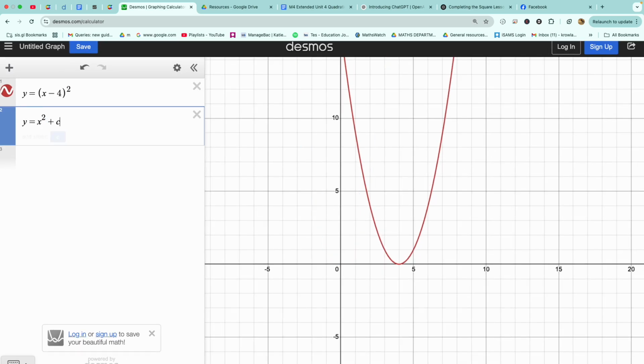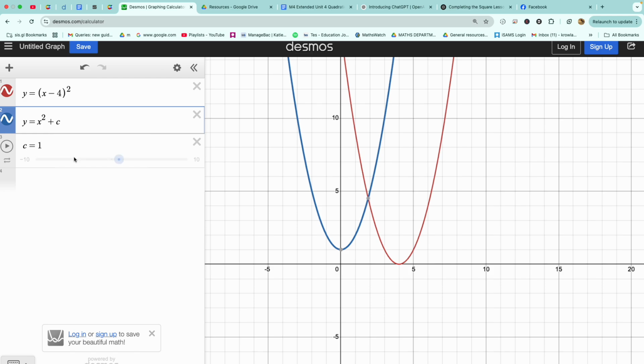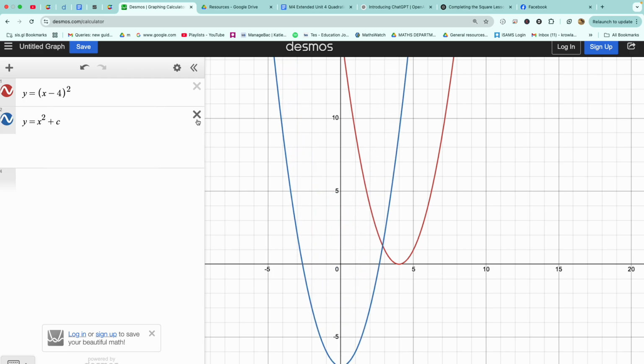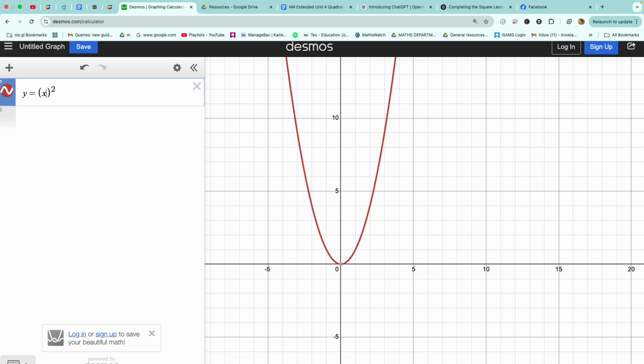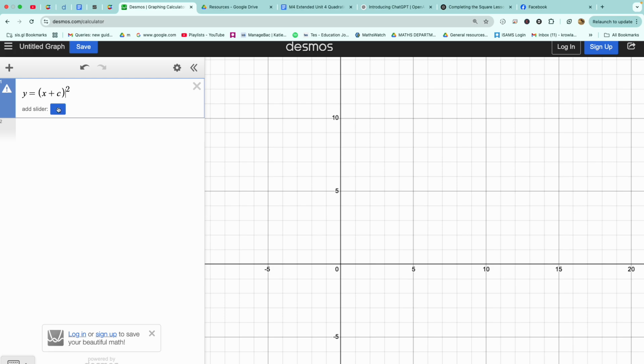So let's say we change this to C and we make it into a slider. If we make this positive, it just moves up higher and higher, the bigger the number becomes. And if it's negative, the graph moves down lower and lower. Whereas if we are manipulating the number inside of the brackets, let's call it plus C, and we're going to add a slider this time.